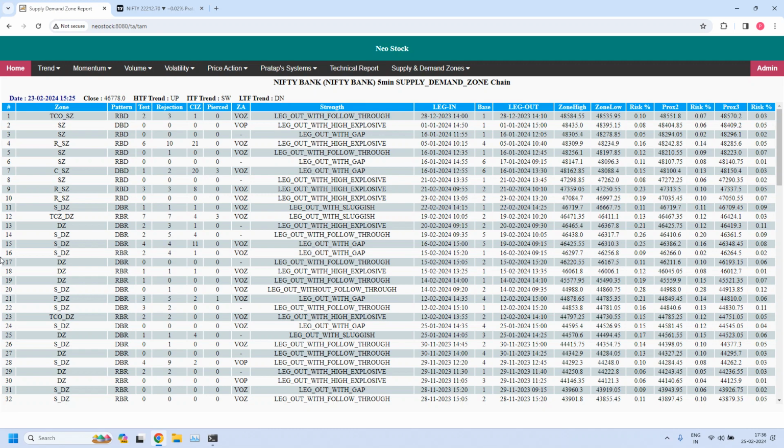At 5 minutes level, but look into the trend at 5 minutes. Intermediate trend has changed to sideways. So you have to understand the market movement based on the trend also. So this is about the demand and supply zone chain for Nifty and Bank Nifty. Hope this information is useful for better understanding of how to study the market with the help of high liquidity demand and supply zones.